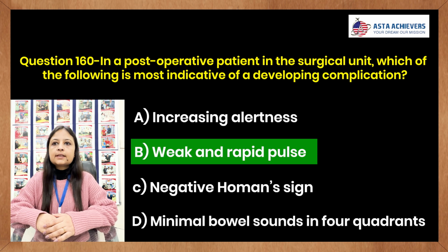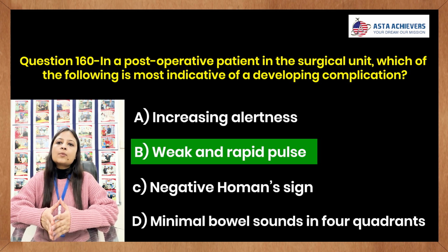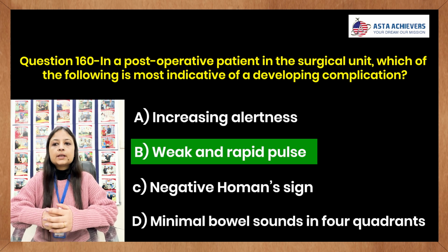Question number 160. In a post-operative patient in the surgical unit, which of the following is the most indicative of developing complication? Option A, increasing alertness. Option B, weak and rapid pulse. Option C, negative Homan sign. And option D, minimal bowel sounds in the four quadrants. So option B, weak and rapid pulse, is the correct answer.